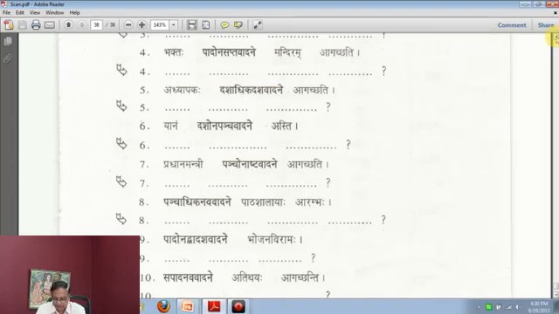Then, Pradhanamantri panchona ashtavadane agacchati. The Prime Minister comes at what time? Pancha ona ashtavadane, 5 to 8. So if the Parliament starts at 8 o'clock, the Prime Minister comes 5 minutes before. That means that. Pradhanamantri kada agacchati? Panchona ashtavadane agacchati. 8th one.